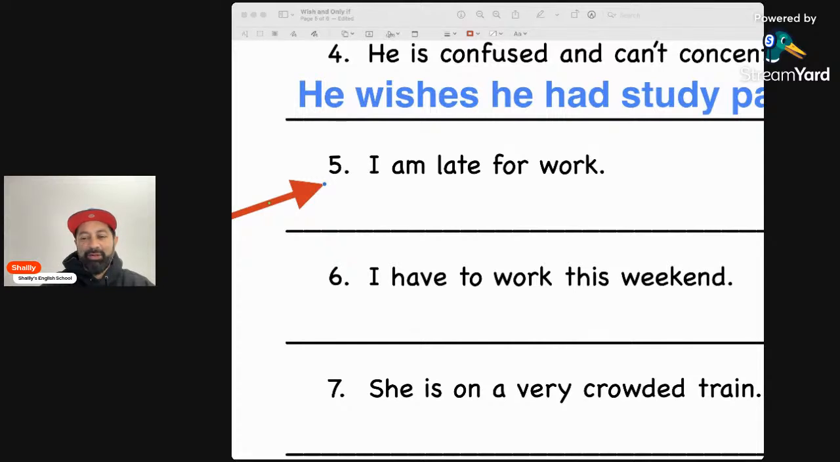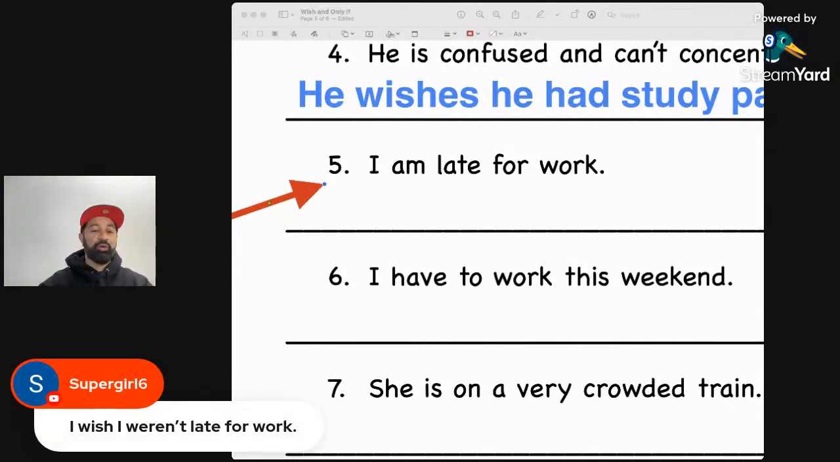Being late for work, not good. The opposite, Supergirl's just given us the opposite. I wish I weren't late for work. Yeah, that's just the opposite. That's the easiest one, just to say the opposite. I wish I weren't late for work.